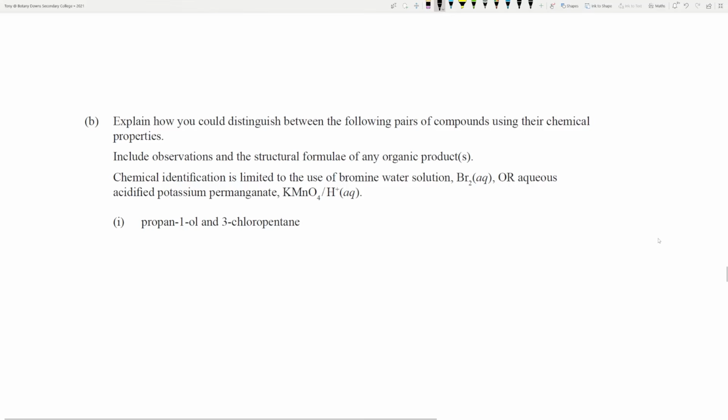Distinguishing test. How do you distinguish the following? So what have we got here? You have to read it very carefully. You're only allowed bromine water, so it's aqueous bromine, or aqueous potassium permanganate. The aqueous part is really, really important, guys, because people underestimate the aqueous bit. The aqueous bit means there's a lot of water in there, so you can actually use that to look at solubility if you need to.